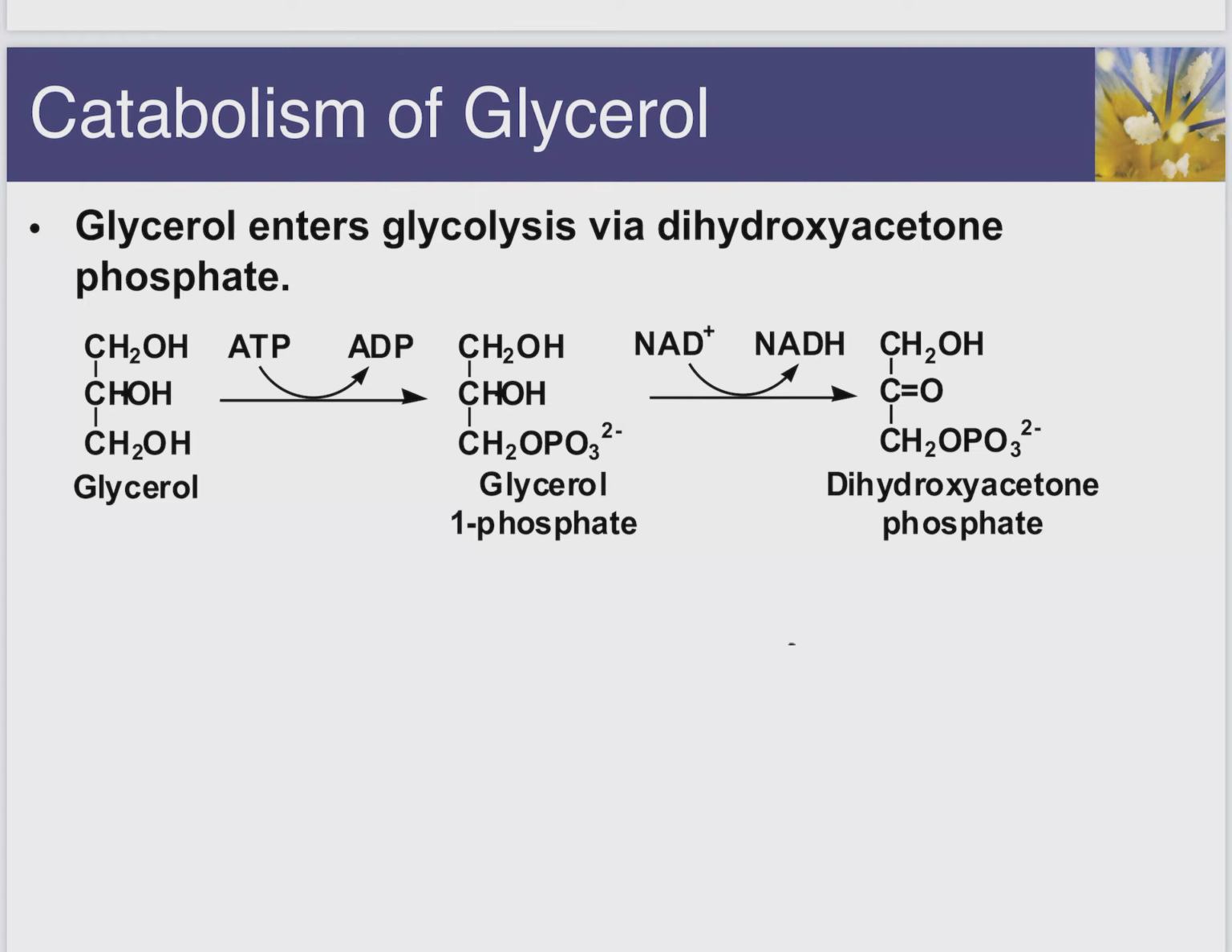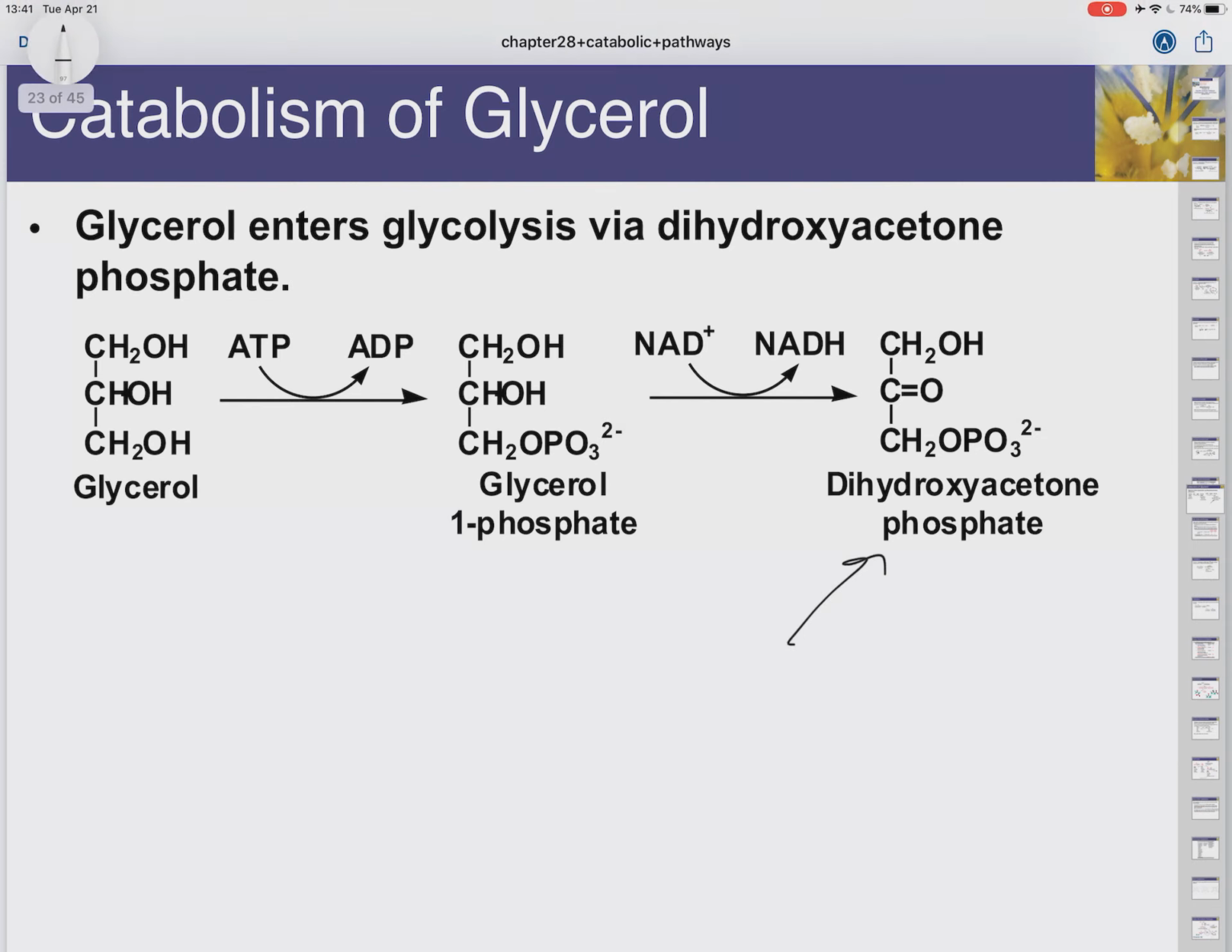So glycerol can enter right into glycolysis via dihydroxyacetone phosphate. This was the other twin when fructose 1,6-bisphosphate got broken in half. We got 3-hydroxy... phosphate. No, what was it? 3-glyceraldehyde, 3-phosphate. Excuse me. We were just talking about it.